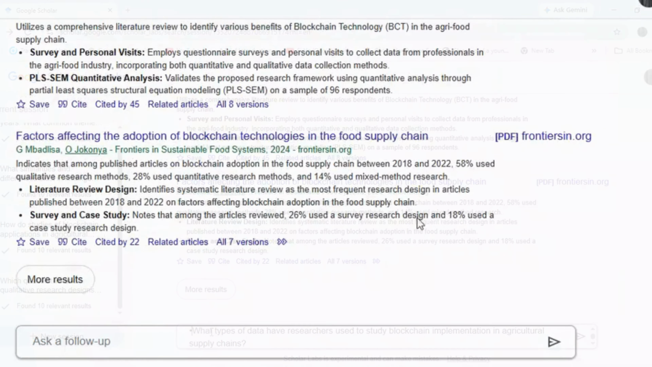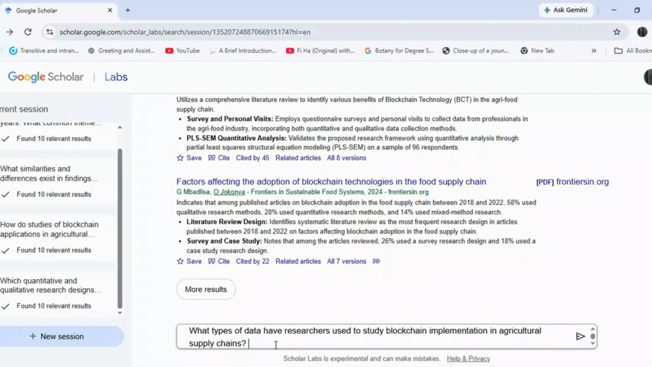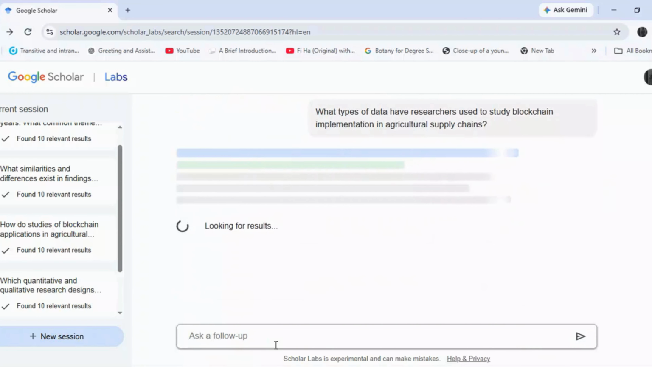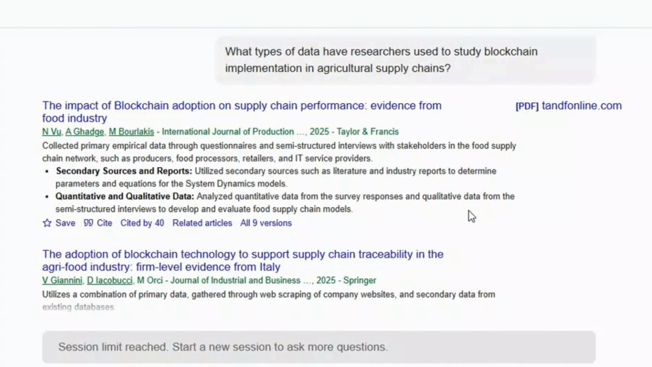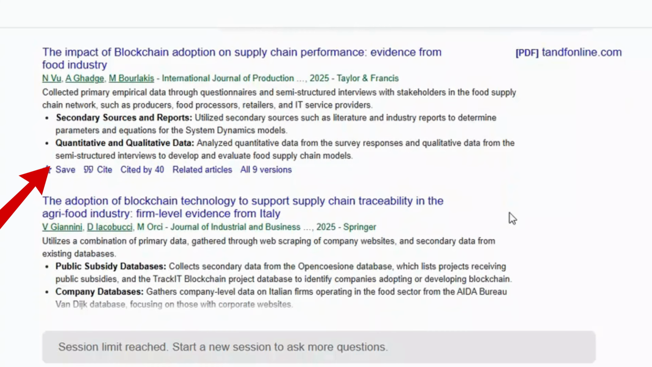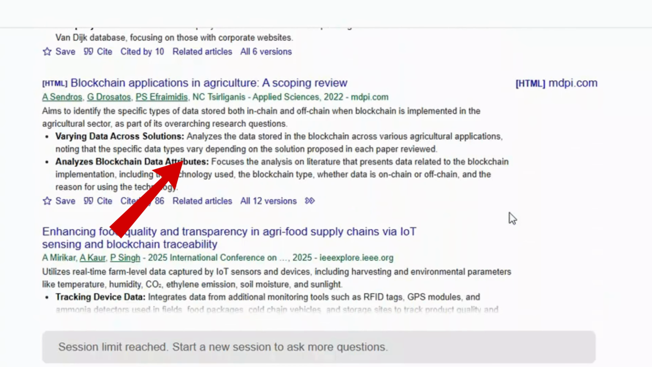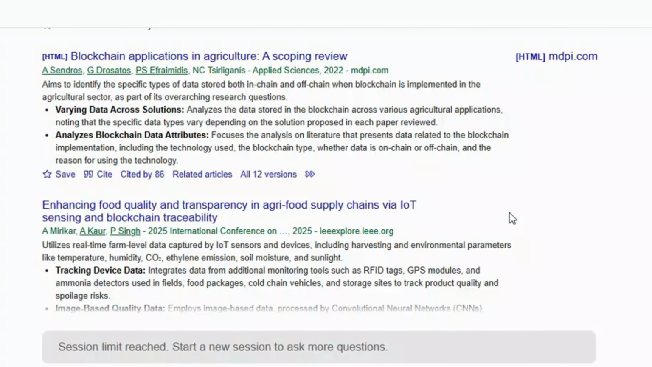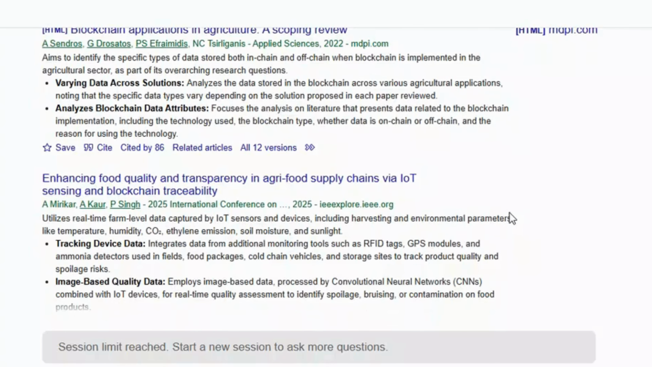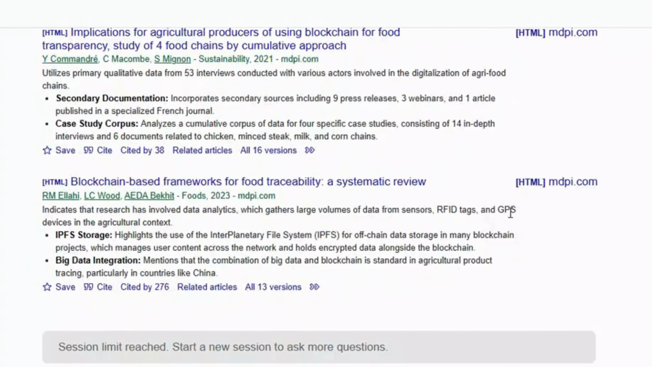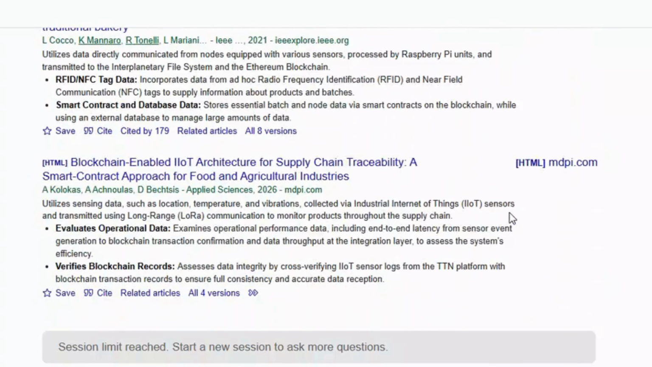This can help you compare how different researchers have investigated the same topic and identify which research designs have been used most often. It is also important to understand the types of data used in previous research, so the next question I asked is, what types of data have researchers used to study blockchain implementation in agricultural supply chains? Now the results show different types and sources of data used by researchers. For example, one study collected primary empirical data through questionnaires and semi-structured interviews with stakeholders, while another study analyzed data stored on the blockchain across different agricultural applications. This can help you understand what data previous researchers have collected and how that data was used, which is useful when planning the data collection and methodology for your own research.